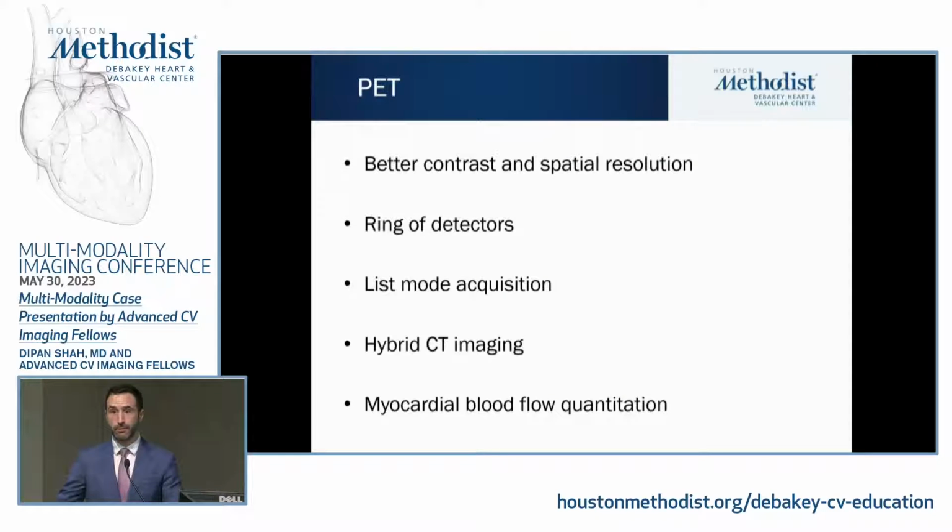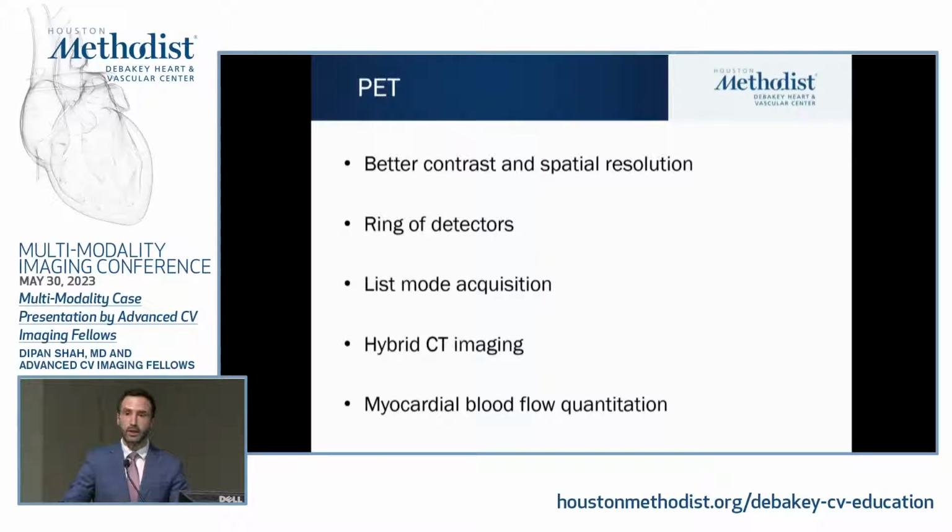PET has better spatial and contrast resolution. With SPECT we use technetium. With PET we use rubidium, ammonia, FDG. And we know that the energy of those radiotracers is about 511 versus 140 for technetium. So you can imagine 3 times higher energy will give you better spatial resolution and contrast resolution, as opposed to one detector that rotates LAO to RAO.